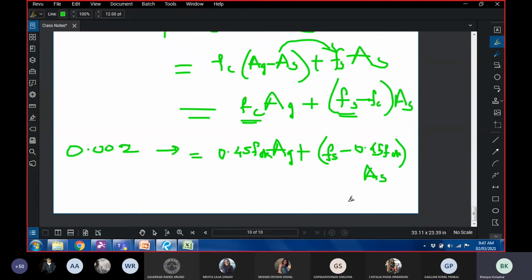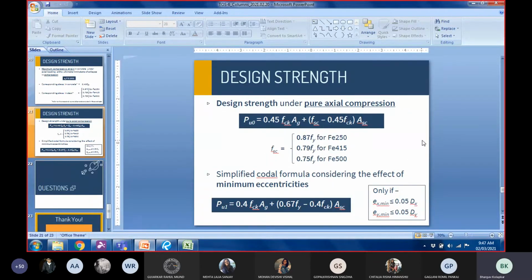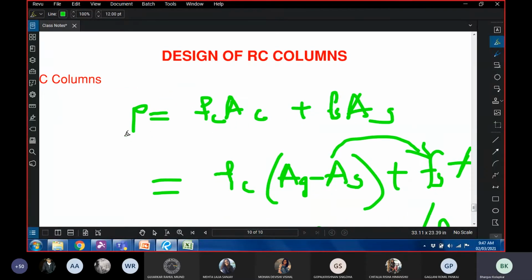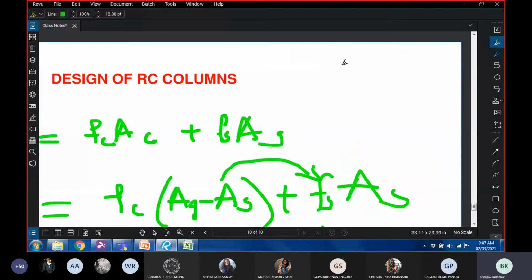Times area of steel. So this is the equation that we have here. This is the simplest equation that you will get in this course. So this is 0.45 FCK Ag. Simple. Stress into area. That's what you've done everywhere. That's what we have started with. So we want force. Stress is equal to force upon area. Therefore, force is equal to stress into area.